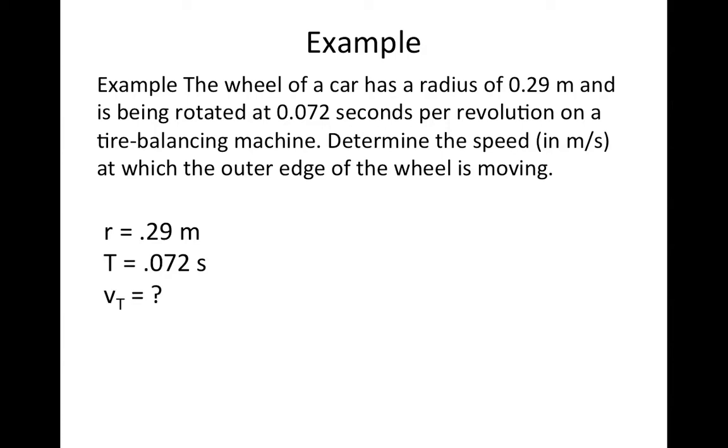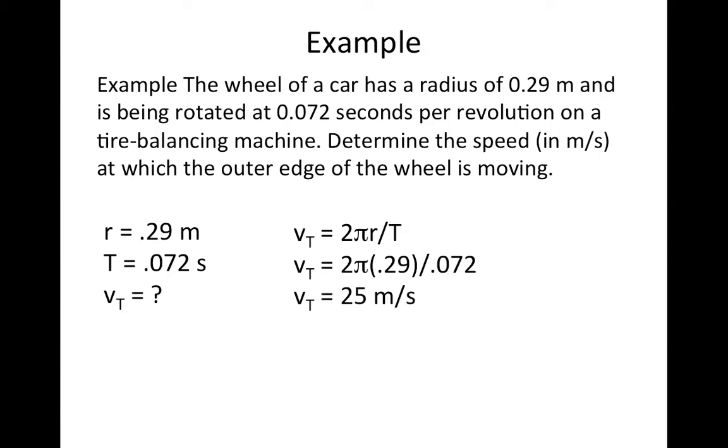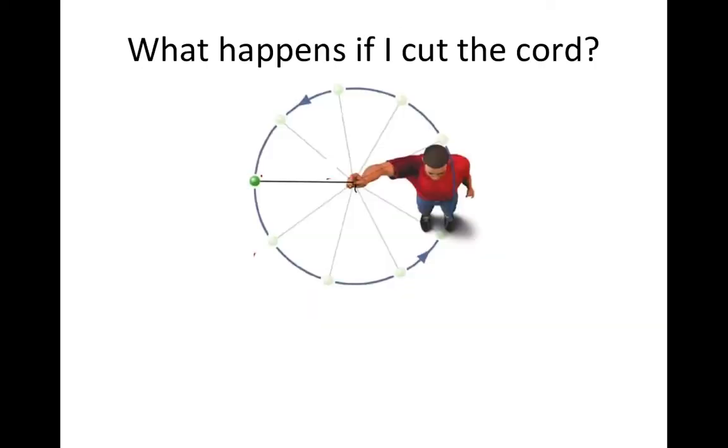So if we want the speed, that means we want the tangential velocity on the outer edge. Our equation is 2 pi r over T. We plug in our numbers, 2 pi times 0.29 divided by 0.072, and our tangential velocity is 25 meters per second, which means the outer edge of the wheel is moving 25 meters per second. Simple enough, right?